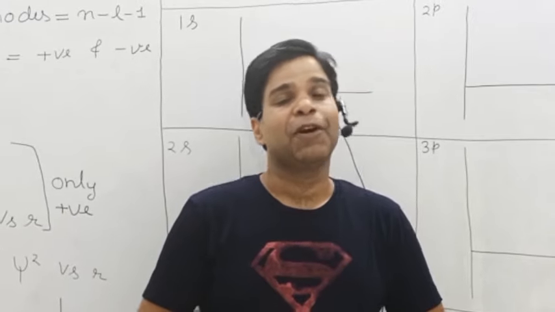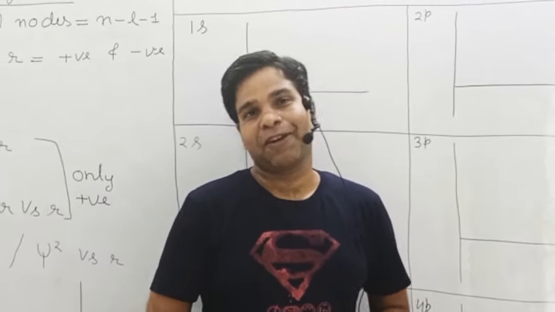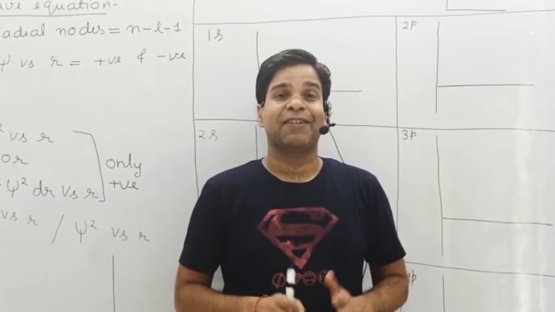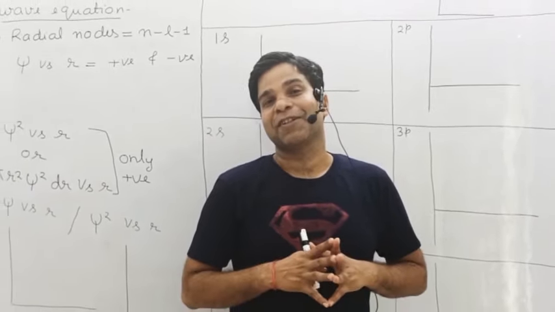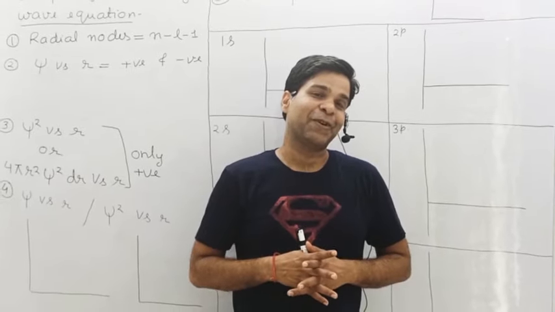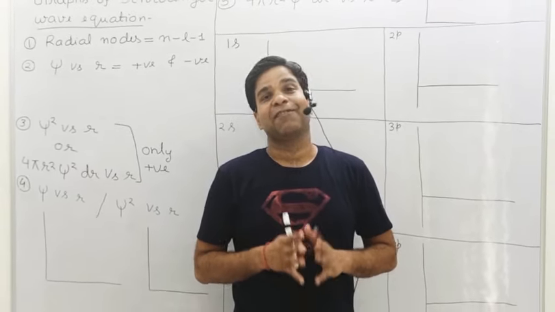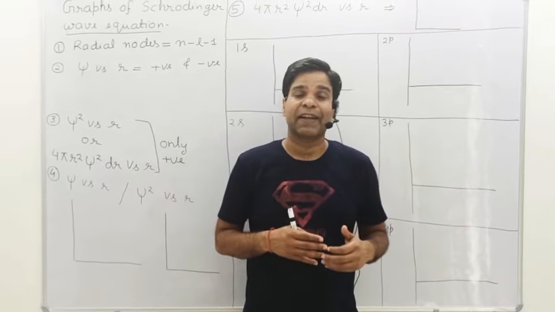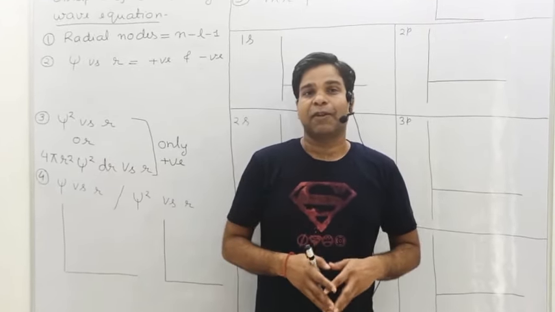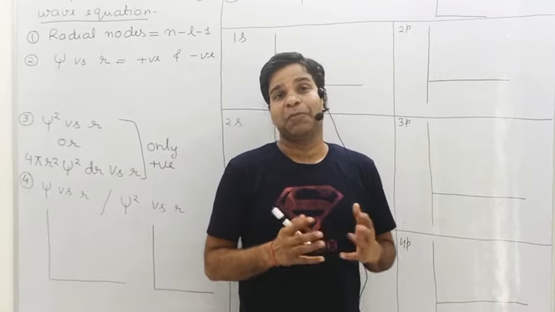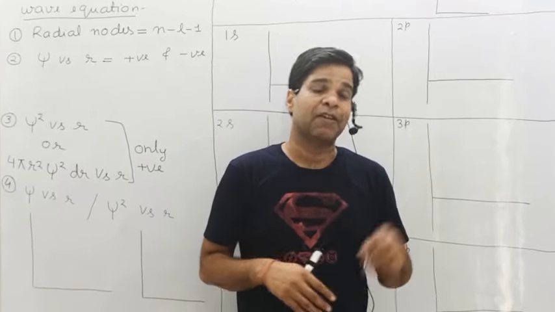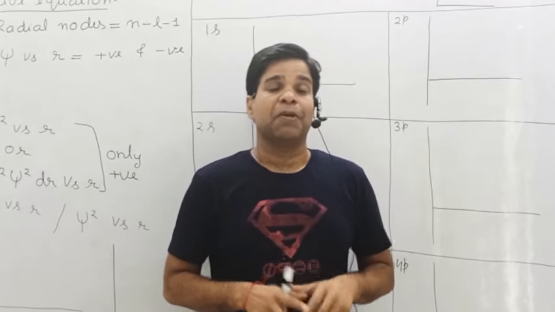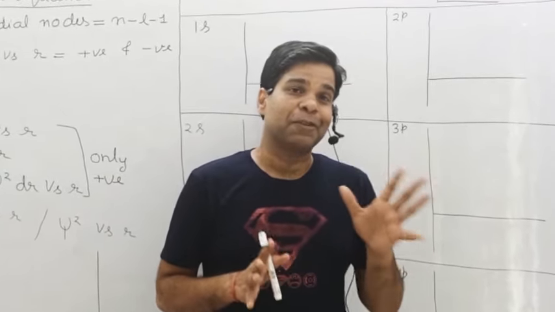In this short video, I will discuss one of the most difficult topics of the chapter atomic structure. The topic is the different graphs of the Schrodinger wave equation. Many students feel that this topic is very difficult because there is no technique to draw these graphs. They feel that we have to mug up these graphs, we have to remember these graphs, and only by that can we draw these graphs in the examination. But student, this is not the true thing.